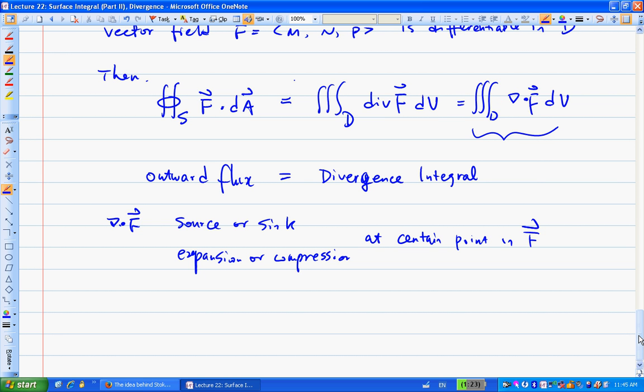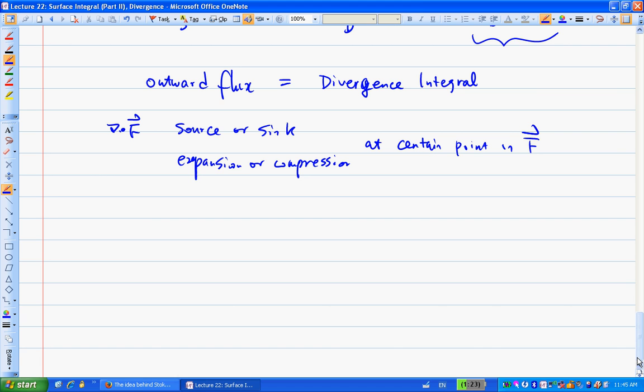Let's see an example here. Our application of the divergence theorem is very simple, but sometimes very useful. Let's say this is a vector field: xy i hat plus yz j hat plus xz k hat. So here's a vector field, and I want to calculate the flux out of a box.